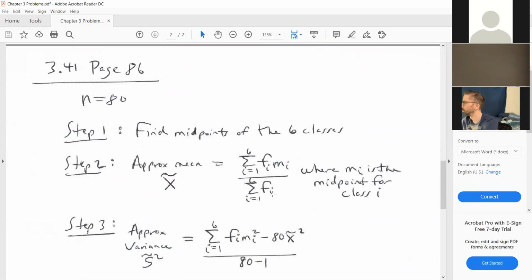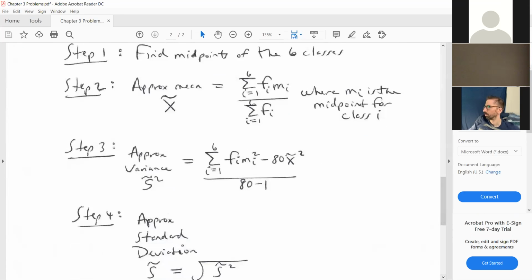This is the formula that I used, right? The sum of the products of the frequencies times the midpoints, divided by the sum of the frequencies, gives you the approximated mean. I use this little wiggly line instead of X bar as my symbol for the approximated mean. The book didn't do it, I did it.